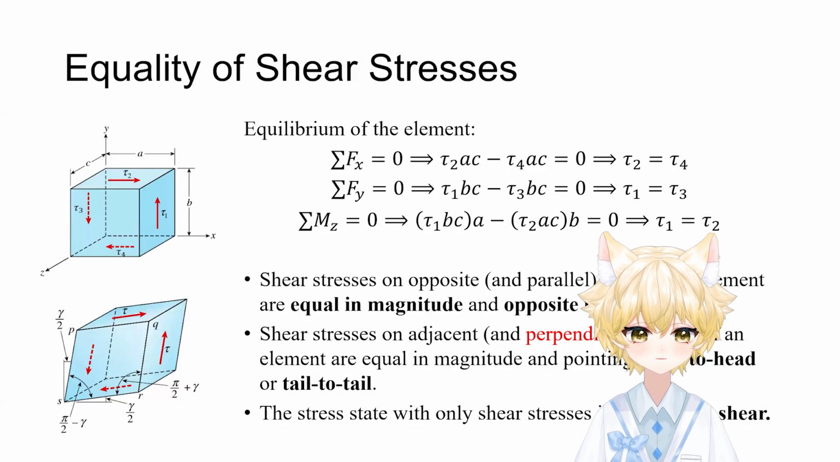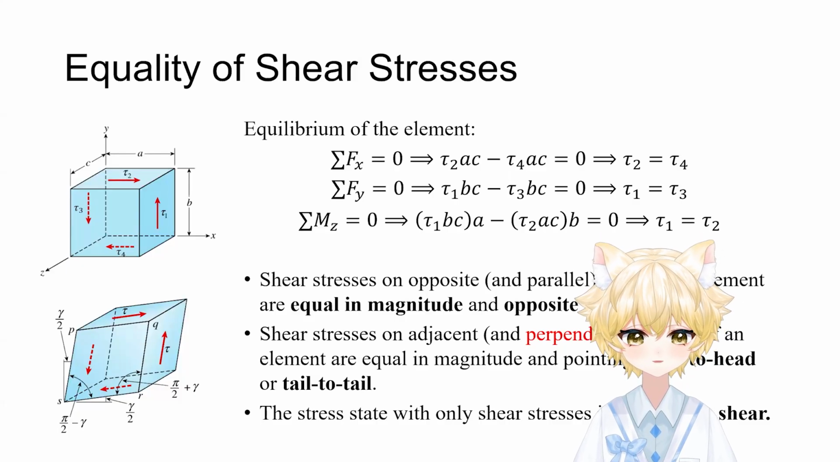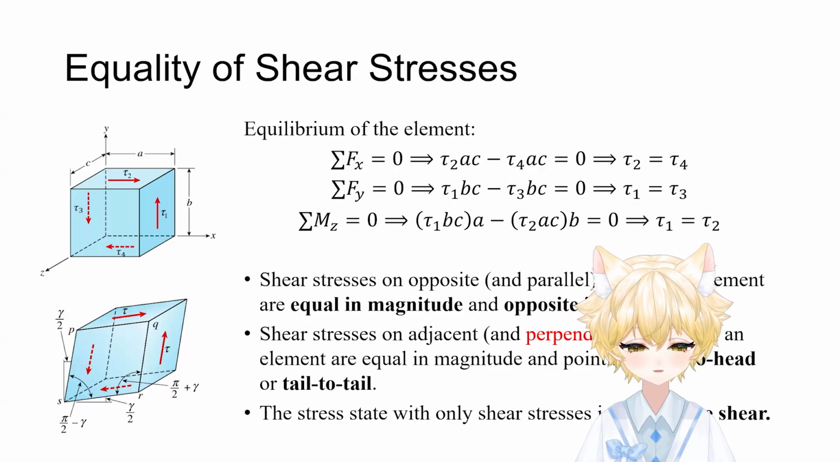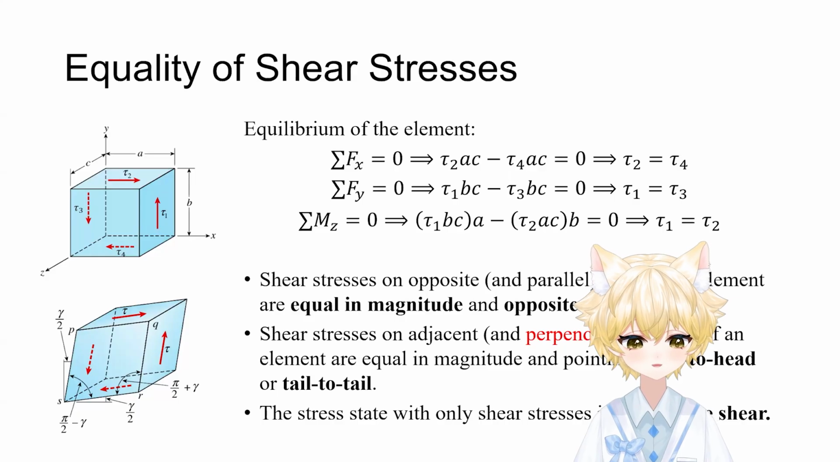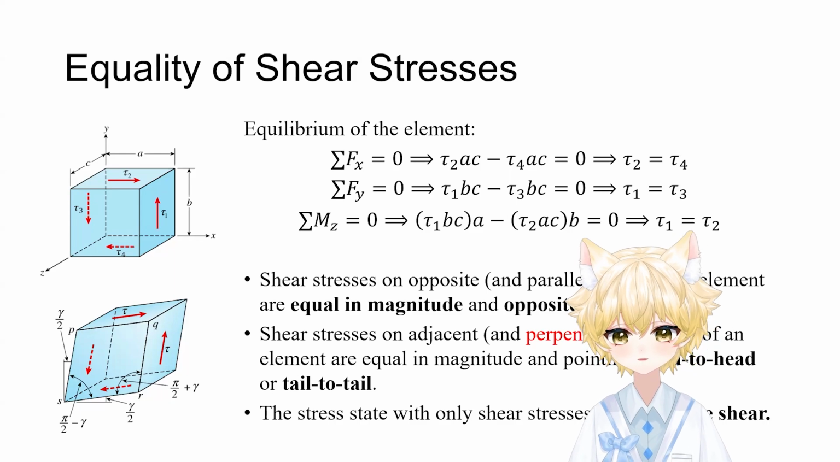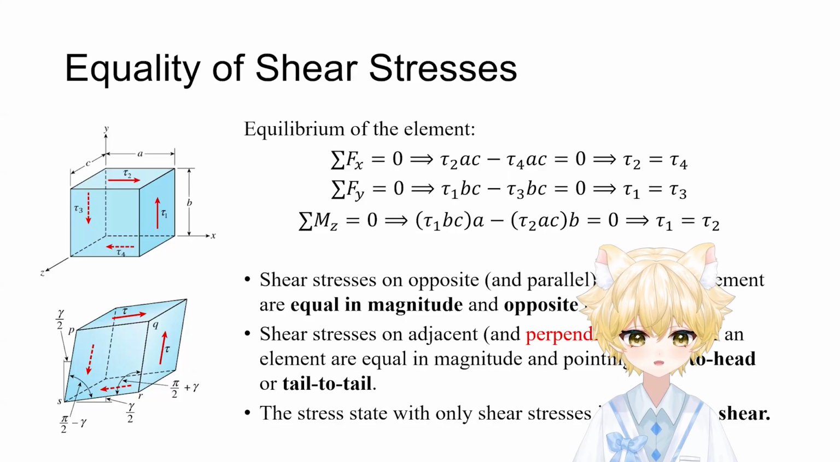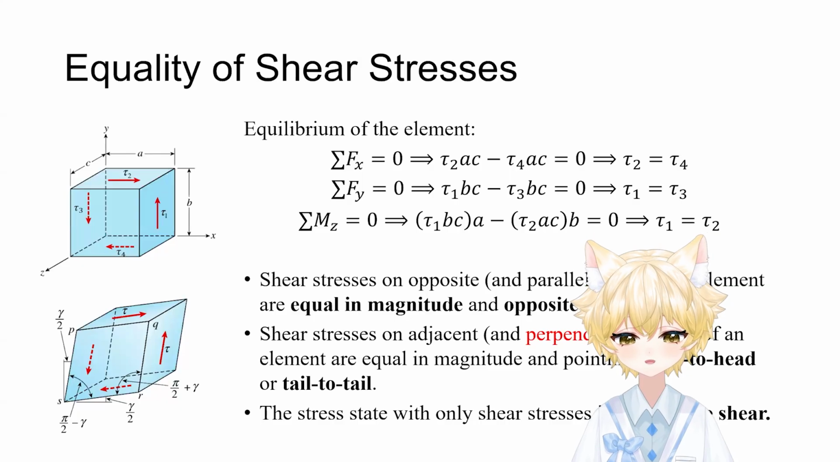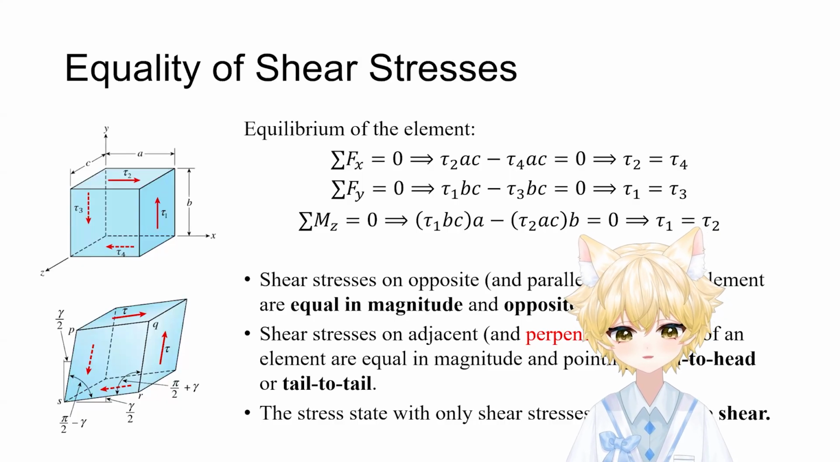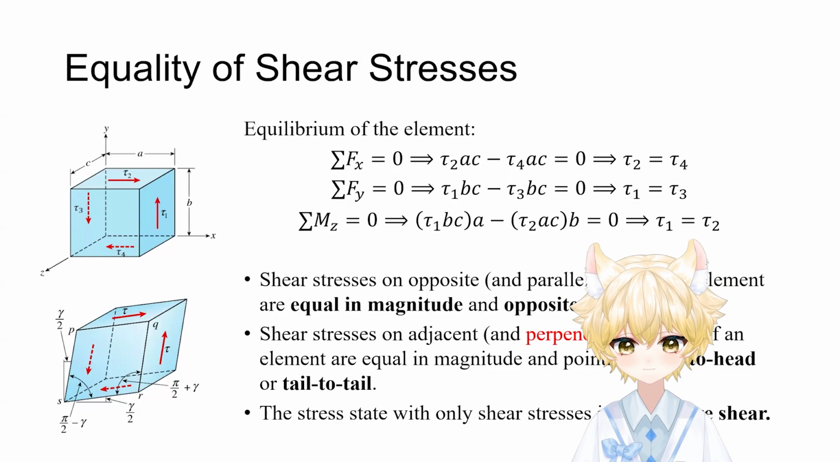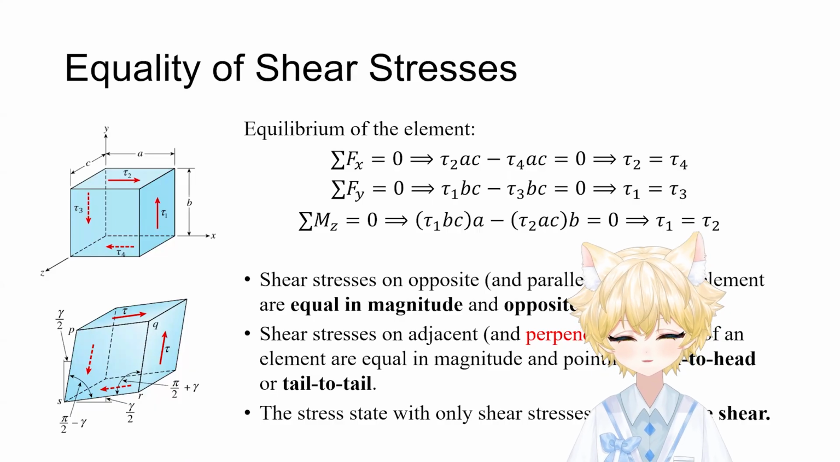To prevent this rotation or this spinning, nature requires a balanced pair of shear stresses on the vertical faces. This leads to a fundamental rule, equality of shear stresses on two perpendicular surfaces. Shear stresses on perpendicular planes are always equal in magnitude. Visually, an easy way to remember this is that the arrows at the corners always meet.